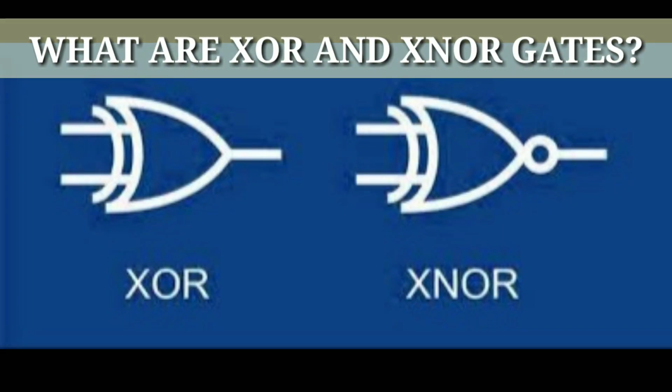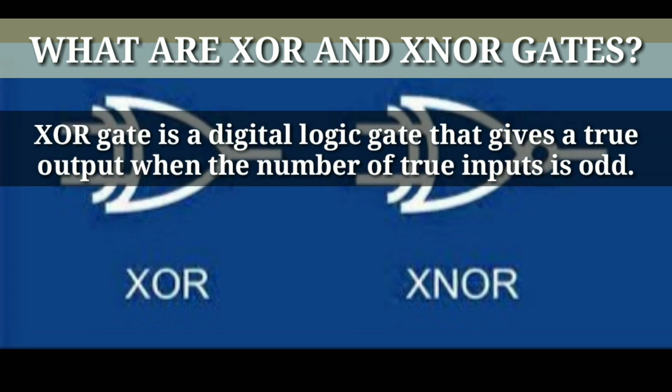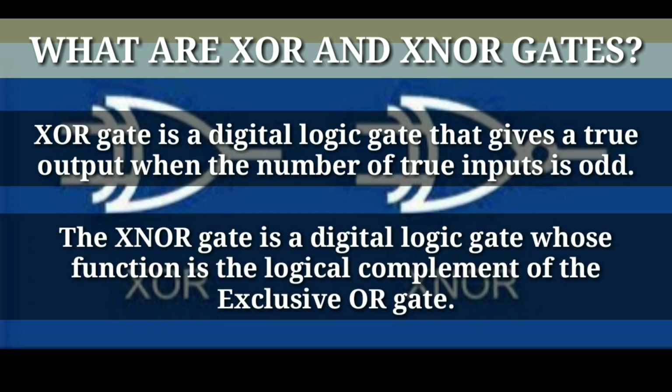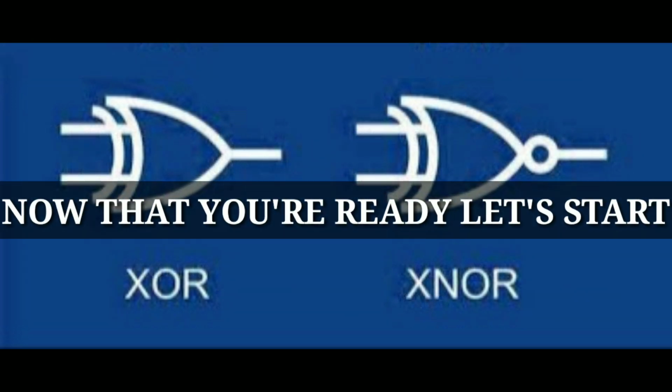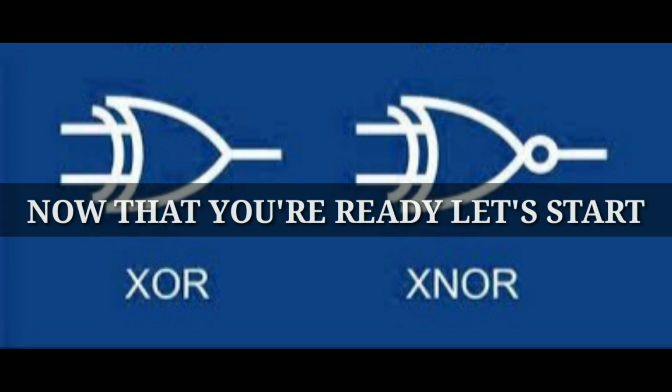Now, let us understand what the exclusive OR and the exclusive NOR gates are. An exclusive OR gate is a digital logic gate that gives a true output when the number of true inputs is odd. Meanwhile, the exclusive NOR gate is a digital logic gate whose function is the logical complement of the exclusive OR gate. Now that you're ready, let's start.